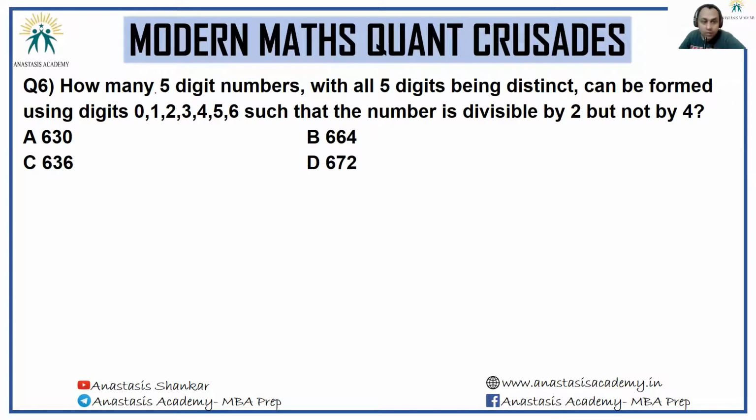Let's go. How many 5-digit numbers with all 5 digits being distinct can be formed using the digits 0, 1, 2, 3, 4, 5, 6, such that the number is divisible by 2, but not by 4? So in such cases, it is always advisable to first list out all cases in which 0 is being used as the unit digit, and in which 0 is not being used.